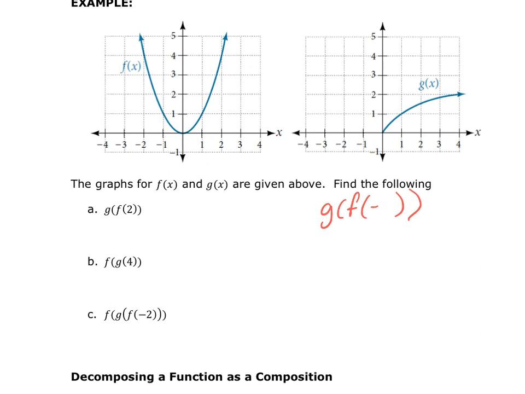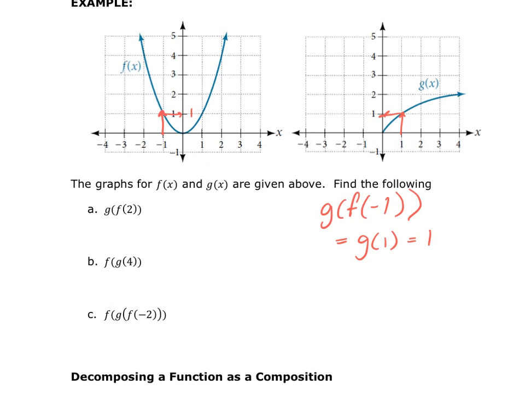Let's do negative 1. So I go to negative 1 on my graph for F, and then I go up to the graph, which gives me that point, and then I go across to the y-axis, which is 1. So what I'm really being asked to do is G of 1. So I go to the G, input of 1, and then I go across, and my output is 1.